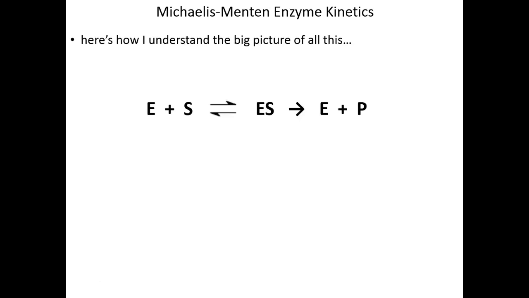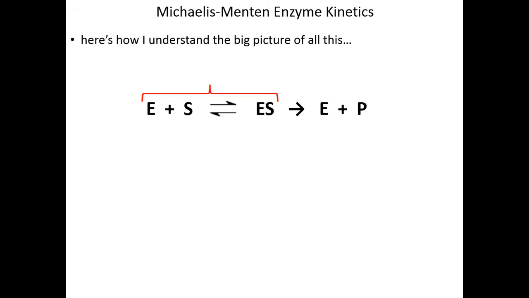We go back to our overall generic equation here. Enzyme and substrate independently come together to form an enzyme-substrate complex, and then once enzyme makes transition state in that complex, transition state breaks down into product, and enzyme lets go.